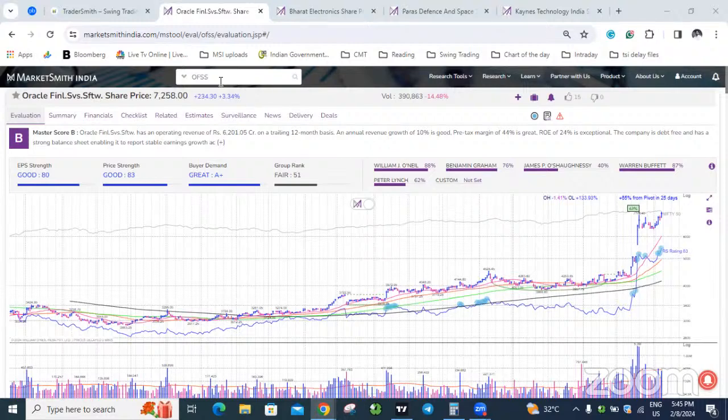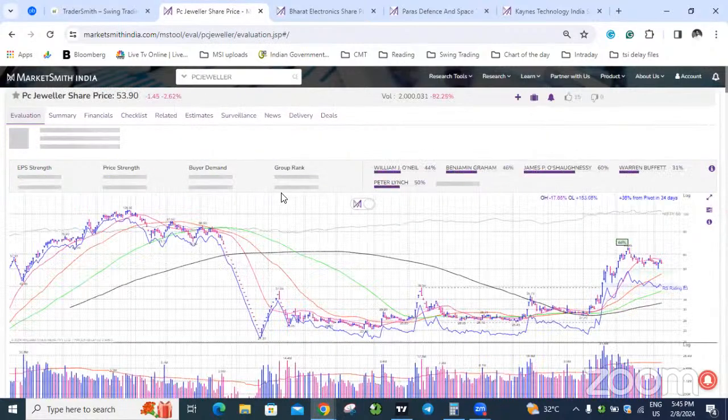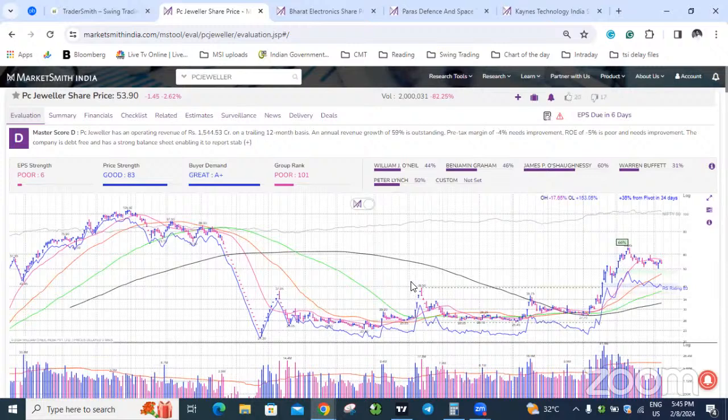Okay, so I think it's 5:45. Let's wrap this up. One last query, PC Jewelers. We generally do not track this stock. Sorry. No worries. So let's wrap up the session.